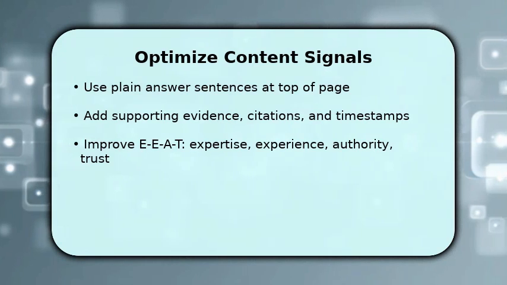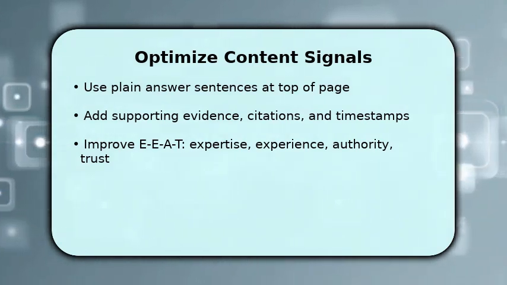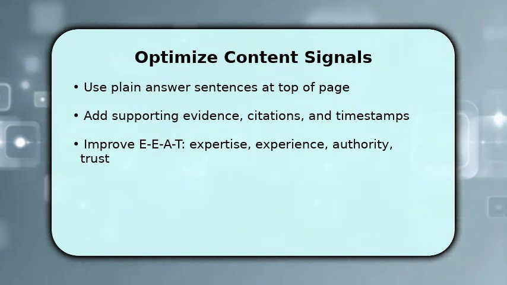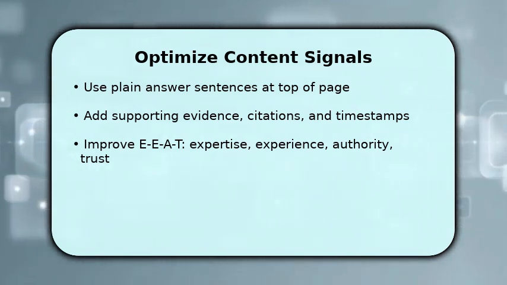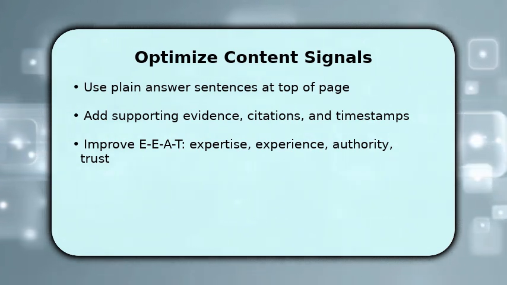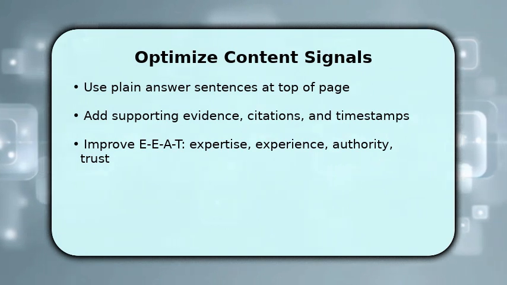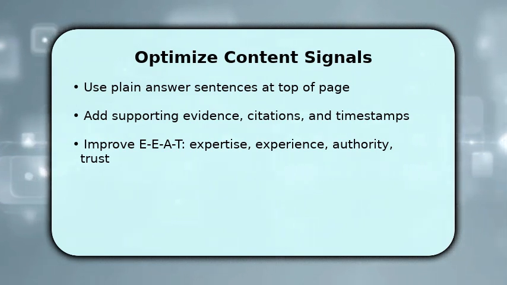You now optimize the signal quality. Place a direct answer sentence near the top, then expand with supporting evidence, examples, and clear sources. Make sure to include timestamps, author bios, and case details to strengthen EEAT. Experience and expertise matter. Also, structure content with semantic headings, tables, and bullet lists so the AI reads it easily.